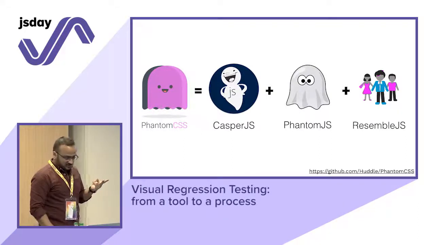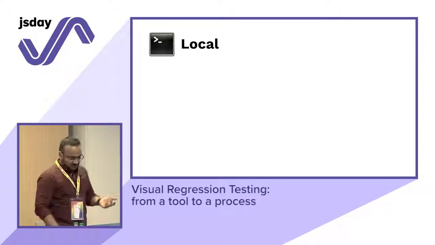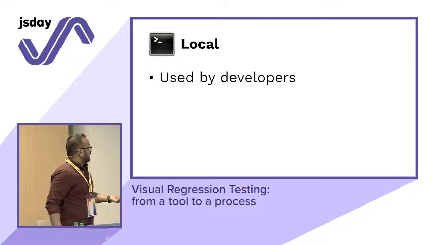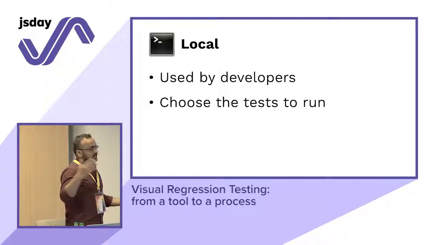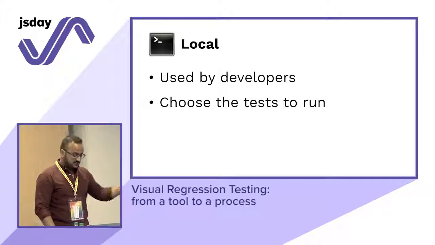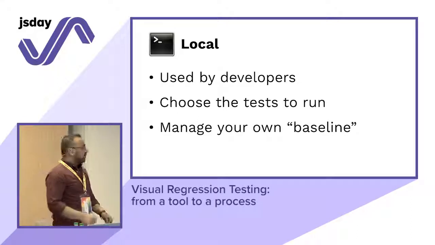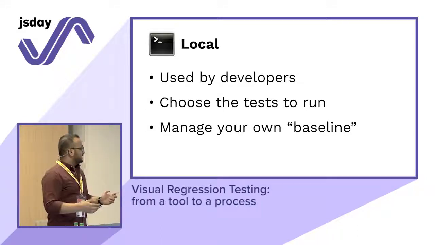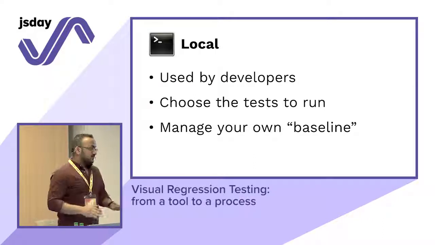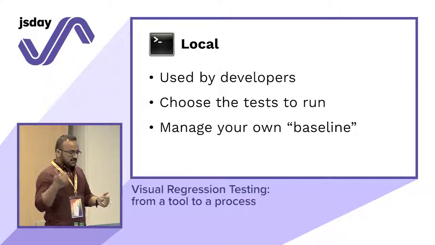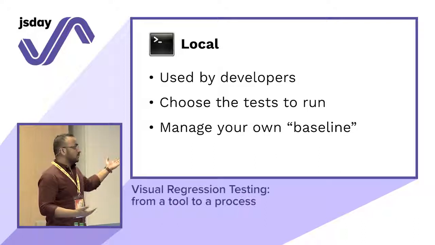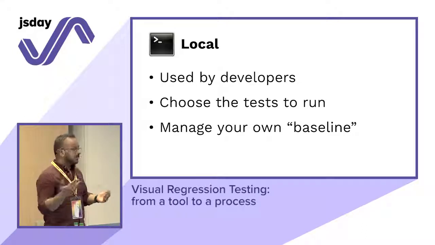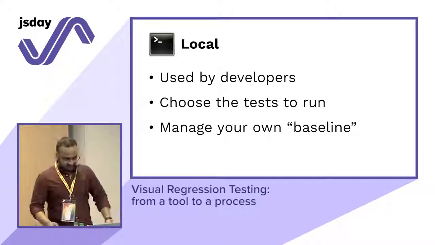We have two modes right now, a local mode, which is used by developers because it's local. You choose what test you want to run, so you don't have to run the entire suite. You can say, I just want to test this screen. You manage your own baseline. So before I go ahead, I want to explain what baseline means for VRT. From now on, I'll say VRT. So baseline is the source of truth. So you're comparing two things. What's the source of truth is called baseline in visual regression testing. So you always compare against a baseline. Baseline is a source of truth.